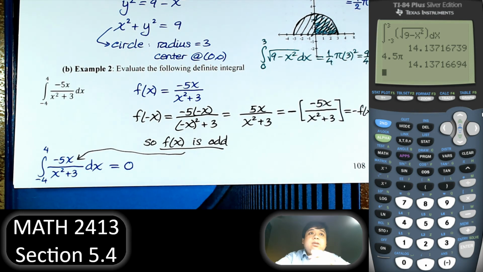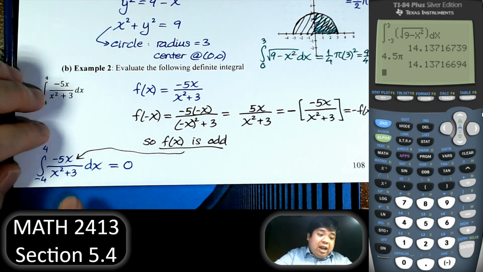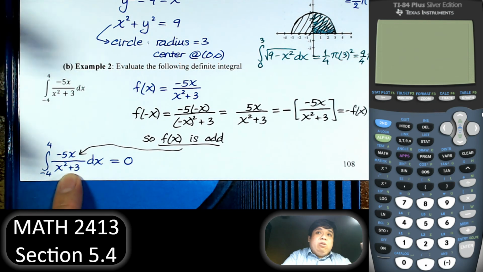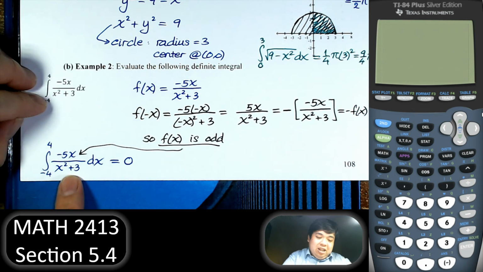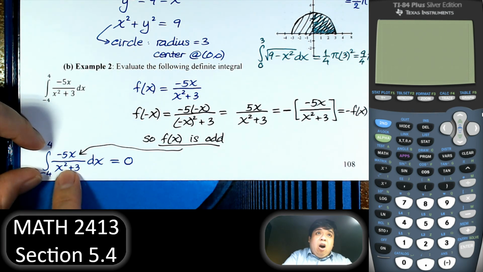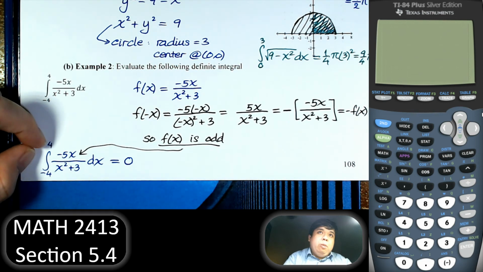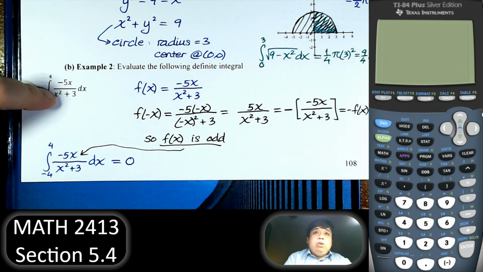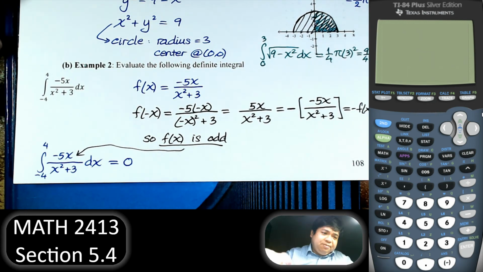But in this case, because x squared plus 3 is not going to be 0, we don't divide by 0. It is defined. And with opposite limits and an odd function, the integral will be equal to 0. So that saves us a lot of time. If we want to do this by hand, that will be in the next section.